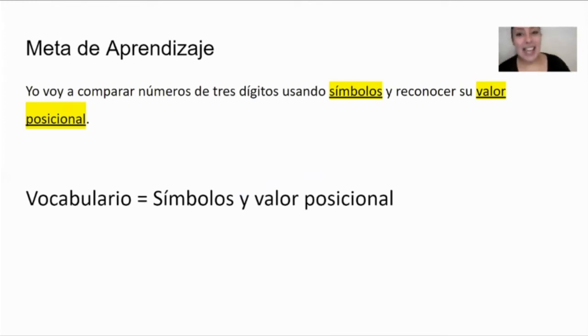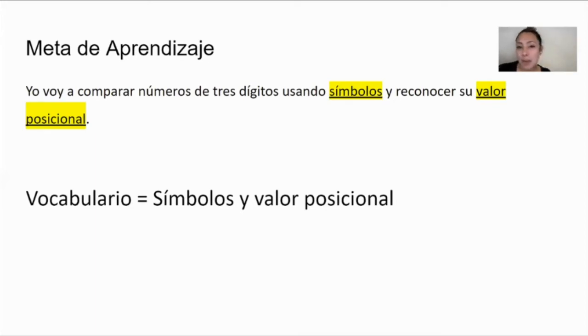La meta de aprendizaje de hoy. Recuérdense que la meta de aprendizaje es lo que quieres lograr aprender al final o después de la lección de hoy. Lee la meta de aprendizaje de hoy conmigo. Yo voy a comparar números de 3 dígitos usando símbolos y reconocer su valor posicional. El vocabulario académico de hoy es símbolo y valor posicional.